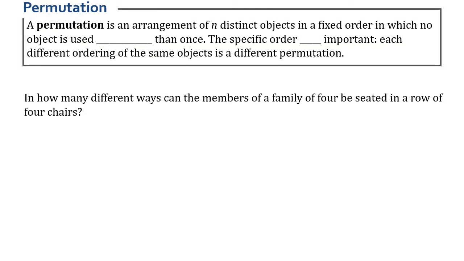In the last example, we looked at rearranging the 4-letter words of math. That's a type of combination called a permutation. So what is a permutation? A permutation is an arrangement of n distinct objects in a fixed order in which no object is used more than once. So you can't repeat any object.